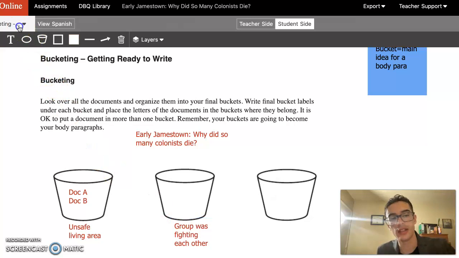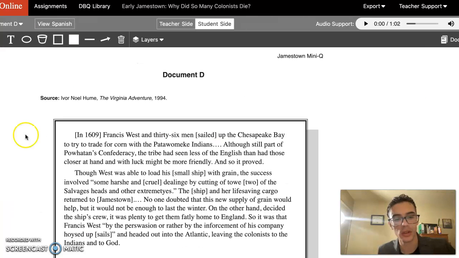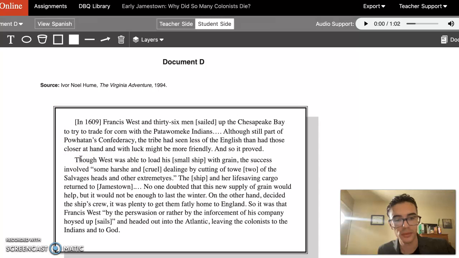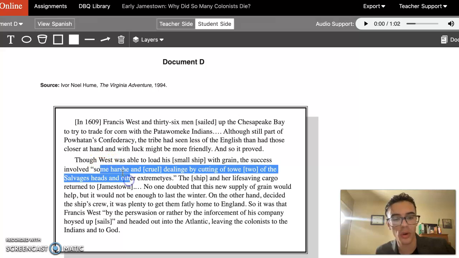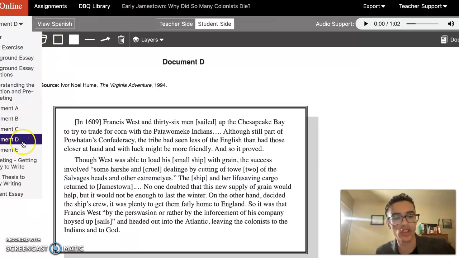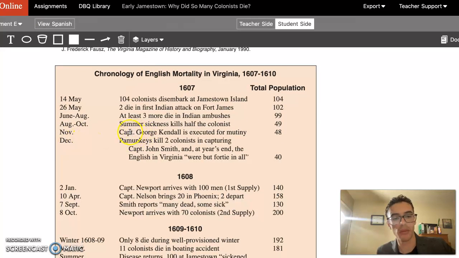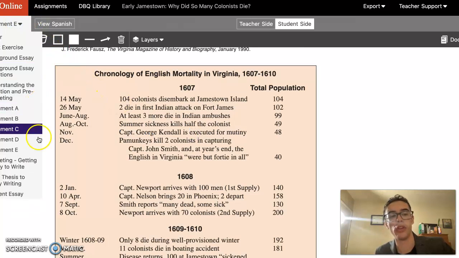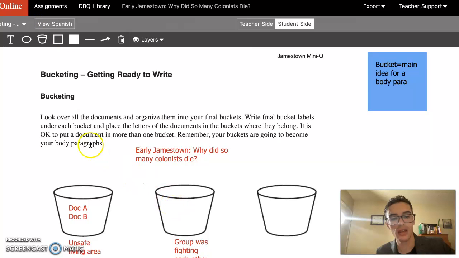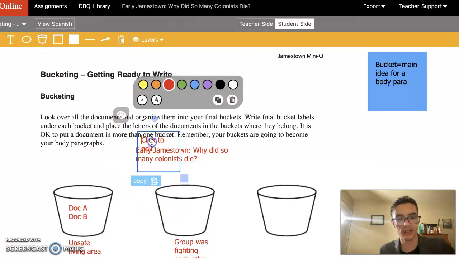So I now need to find any examples of the groups fighting each other. So let's see. Over here, we have the cutting of 2 people's heads. So this one doesn't seem to be about the colonists fighting each other. Let's see. Oh, here we go right here. This document tells us Captain George is executed for mutiny. He was killed by his own people in the colony. So I'm going to say that document E gives us an example of this.